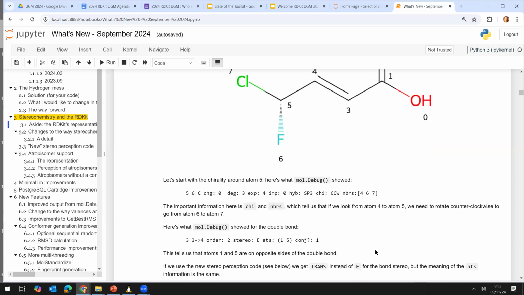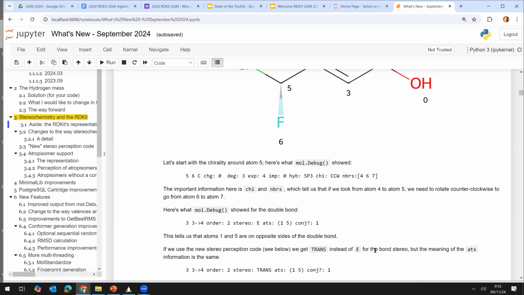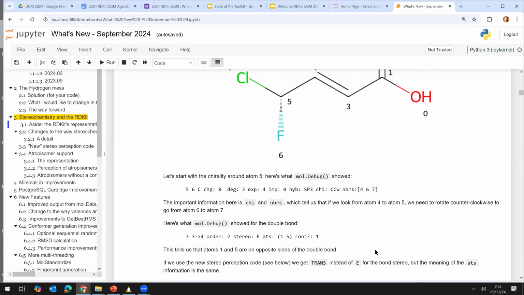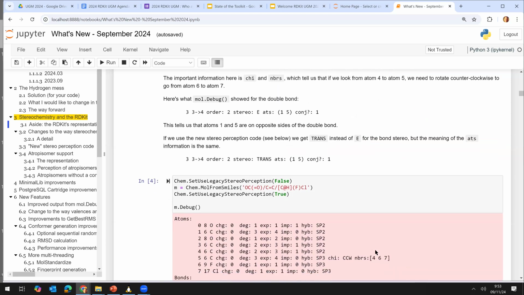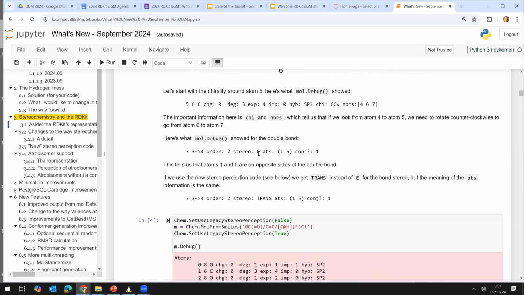Okay. And for those of you who don't know how to do it, the easiest way is to use the right hand rule. If I sit at the center atom, which is atom five, and I point my thumb to atom four, I go counterclockwise when I go from atom six to atom seven, right? That's CCW. Okay. The double bond is easy. So E is trans. The atoms are trans across the double bond.